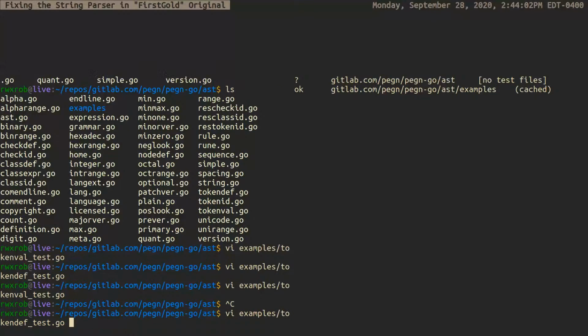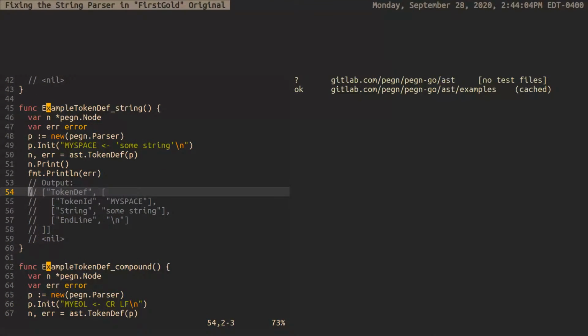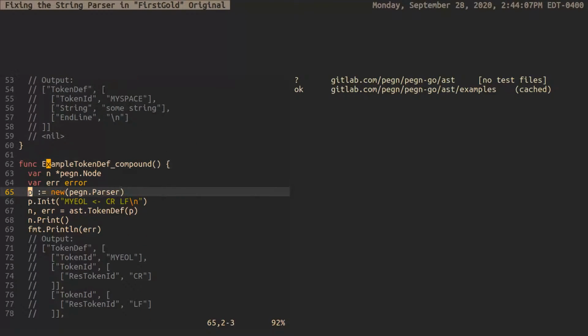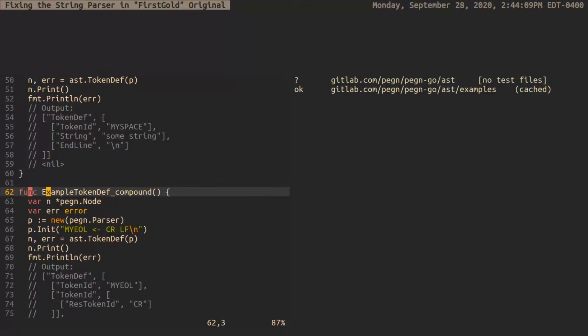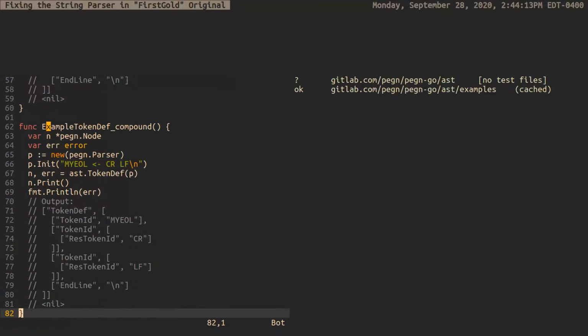Token def has the multiple things in here. Here we have a compound that has a string. Actually, this is just two IDs. Let's try this with, if I combine this with a string, that would be, actually, that would be exactly the situation here.